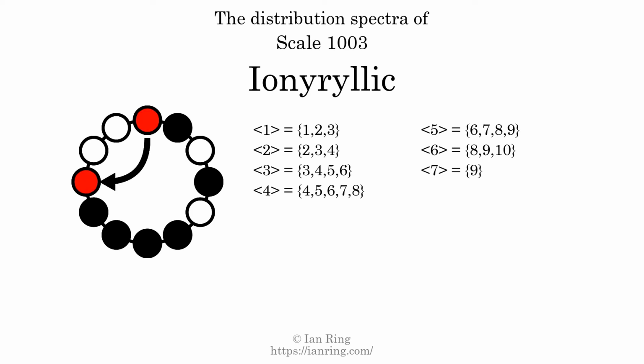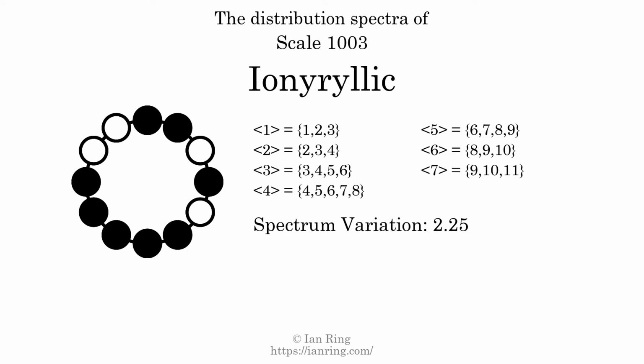9 semitones, 10 semitones, and 11 semitones. The spectrum width of this generic interval is 2. The spectrum variation is the sum of all the widths, divided by the number of tones. The spectrum variation of this scale is 2.25.